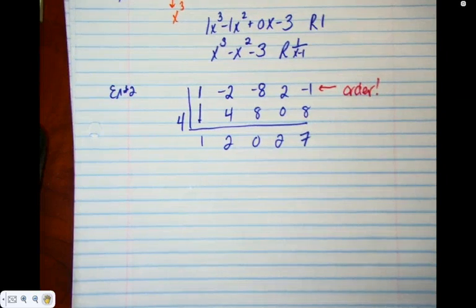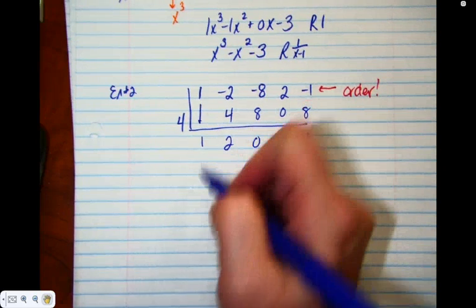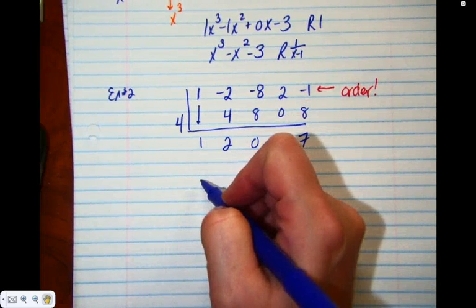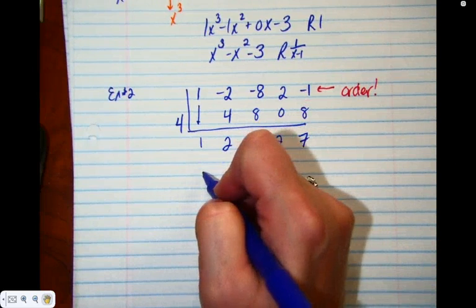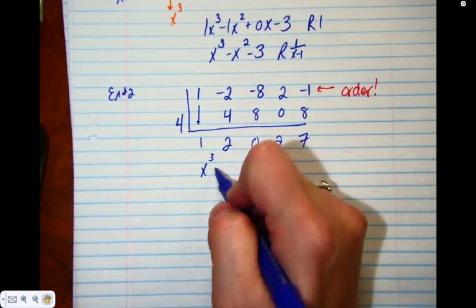Agree, disagree? Did I make a mistake on purpose? I did not. That's the correct answer. What does the answer start with? Perfect. It's x cubed because it's 1 degree less.